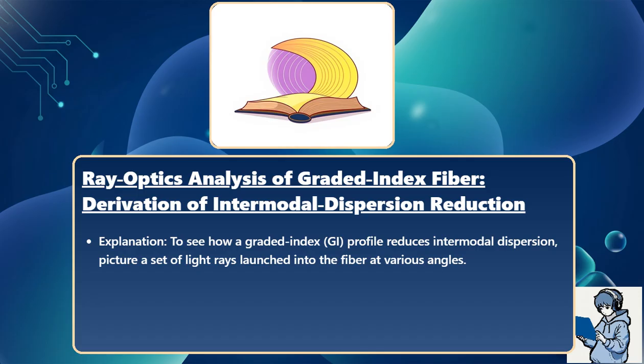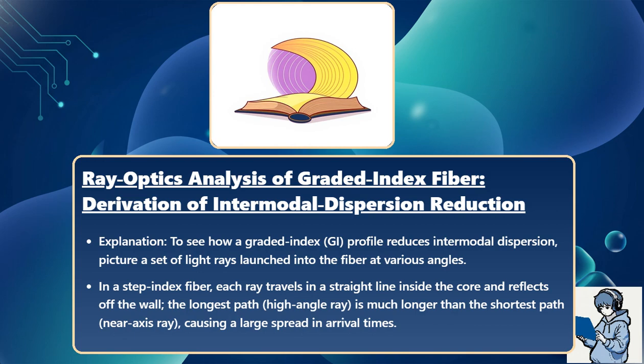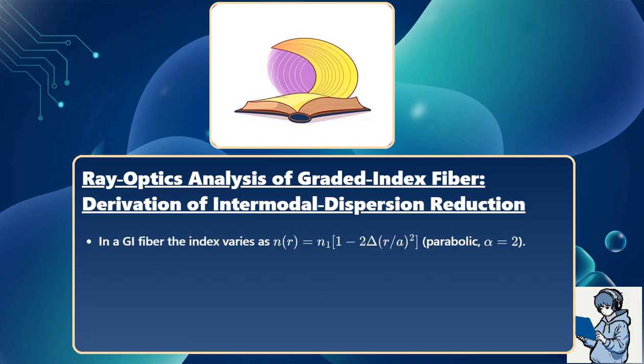Explanation: to see how a graded index, GI, profile reduces intermodal dispersion, picture a set of light rays launched into the fiber at various angles. In a step index fiber, each ray travels in a straight line inside the core and reflects off the wall. The longest path, the high-angle ray, is much longer than the shortest path, the near-axis ray, causing a large spread in arrival times. In a GI fiber, the index varies as n(r) = n1[1 - 2Δ(r/a)^2], parabolic, α = 2.